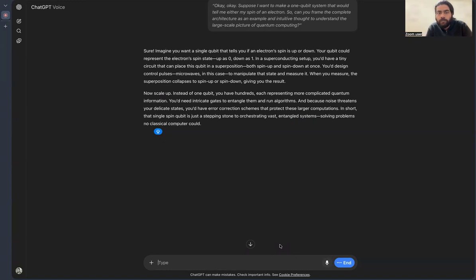So, simply you are telling that we need to define the electron spin up as 0, down as 1. So in a superconducting setup, we have a tiny circuit that can place this qubit in a superposition state. First we have to make that state in a superposition state, both spin up and spin down at once. And we have to design control pulses, that is the microwaves. In this case we have to manipulate that state and measure it. So when we measure, the superposition collapses to spin up or down, and then we are getting the result.